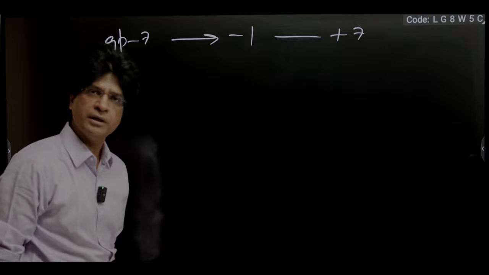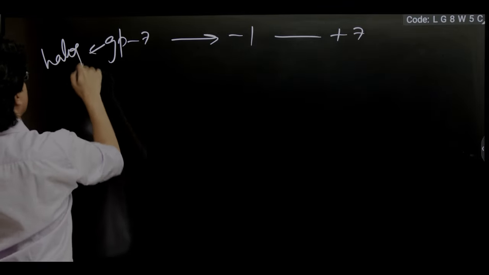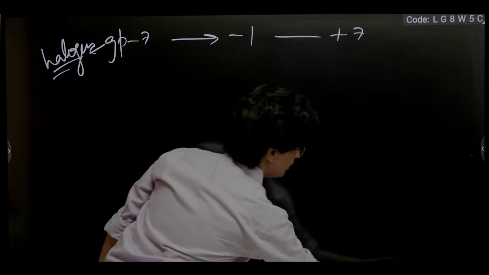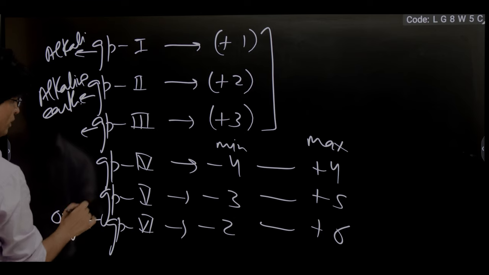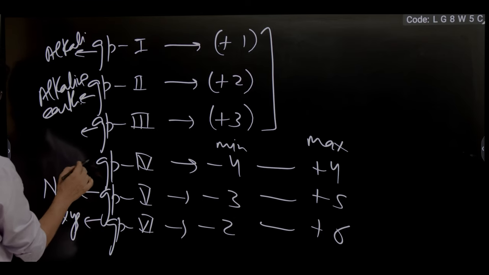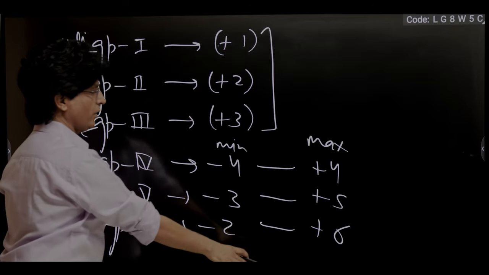the oxidation number. Remember that group 7 belongs to halogens, while group number 6 belongs to the oxygen group. Group number 5 is the nitrogen group. Group number 4 is the carbon group. Okay, so these are the oxidation numbers.